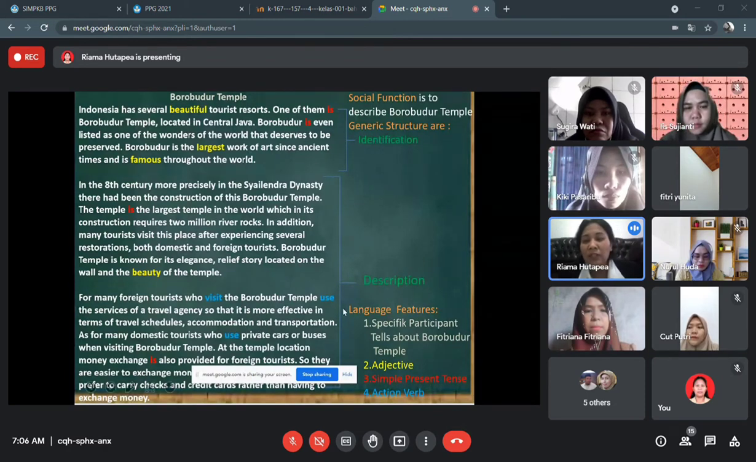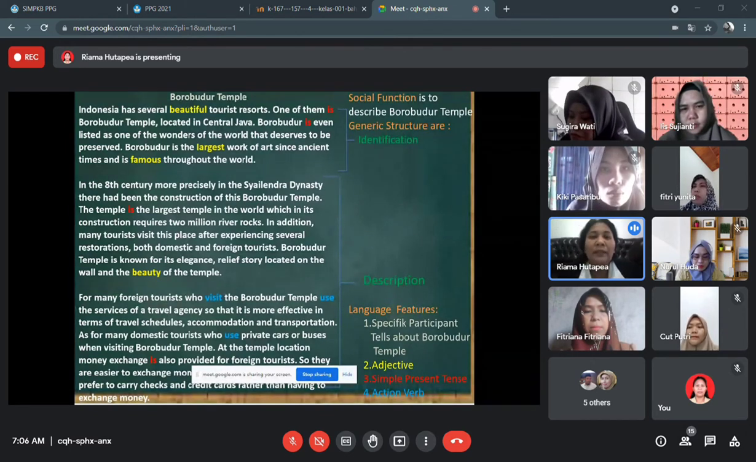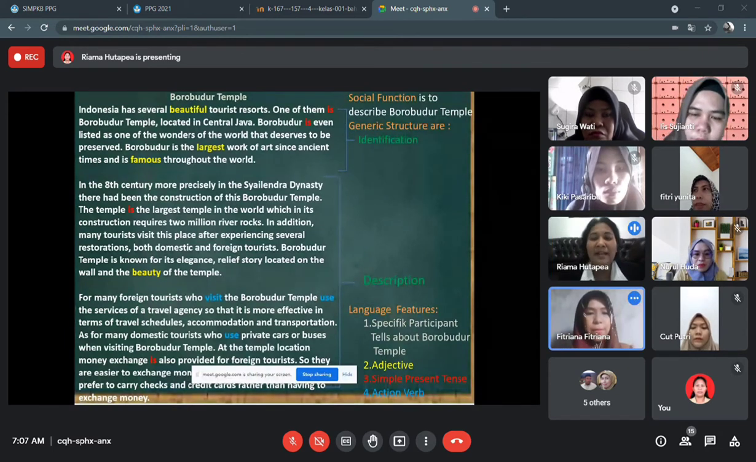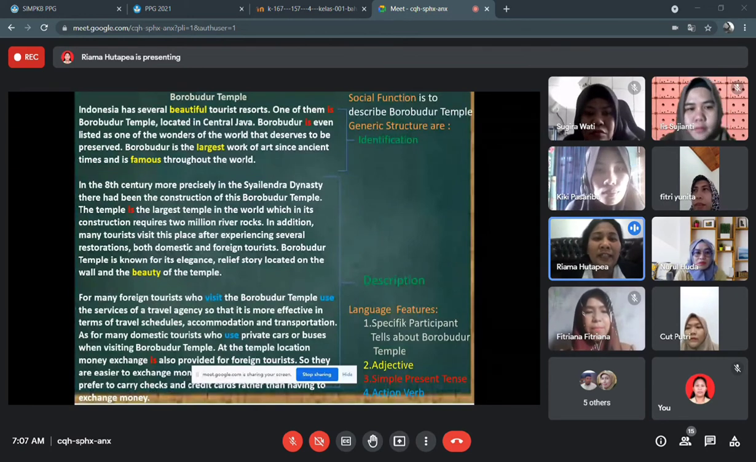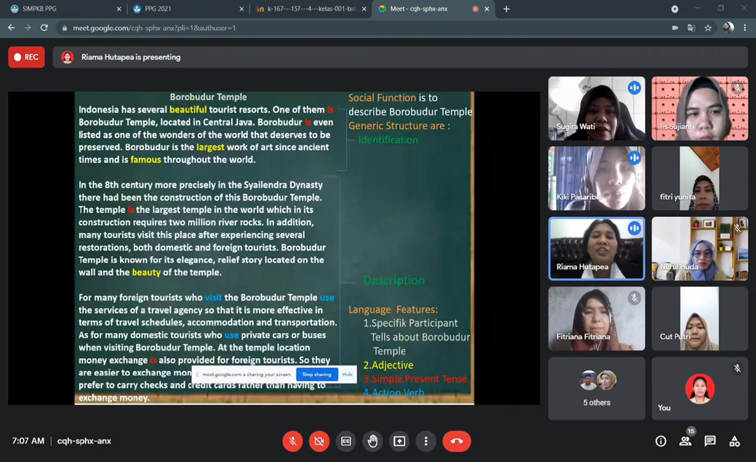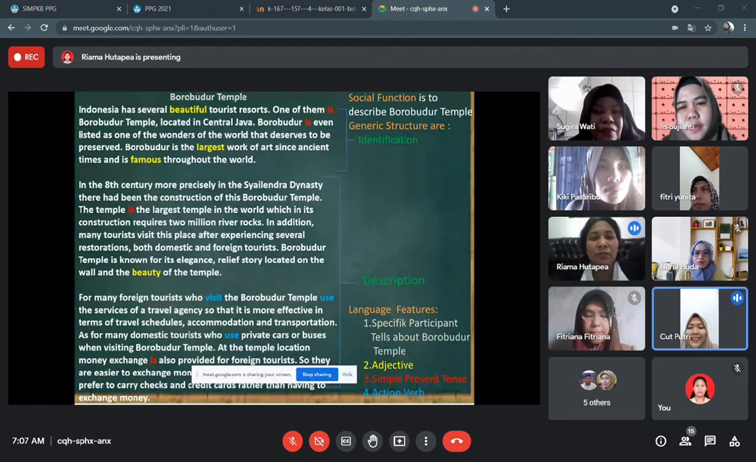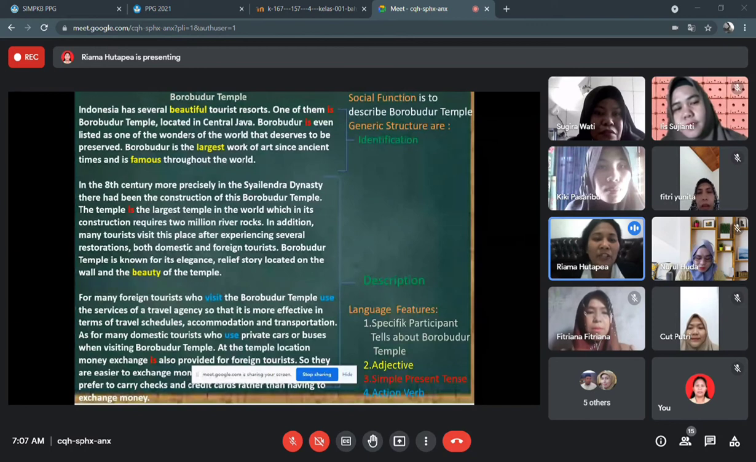Now we see the language features. What are the language features in the descriptive text? The first, we see the specific participant. And specific participant we see in this text is Borobudur Temple. The adjective. Adjective itu adalah kata sifat ya anak-anak. Can you find the adjective in this text? Yes, ma'am. Beautiful, yes, ma'am. Okay, beautiful. Yeah, good. Very good. And the beautiful, gorgeous, famous, and beauty.